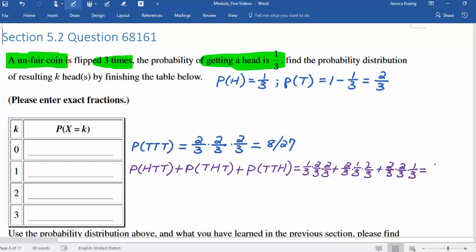And sum all of them up, and you're welcome to use your graphing calculator to carry out this calculation and simplify your answer. Yes, you could use your graphing calculator to simplify a fraction. And that is my answer for the probability of getting 1 head.